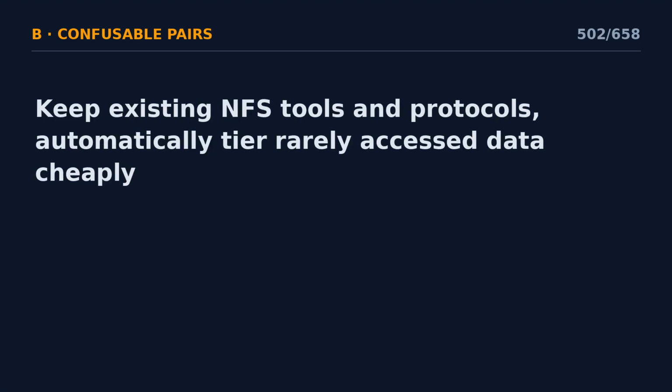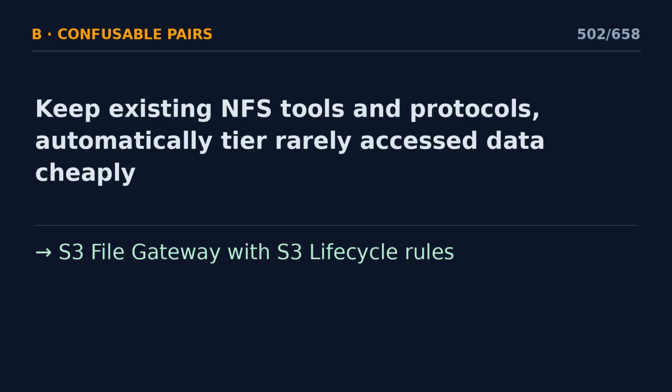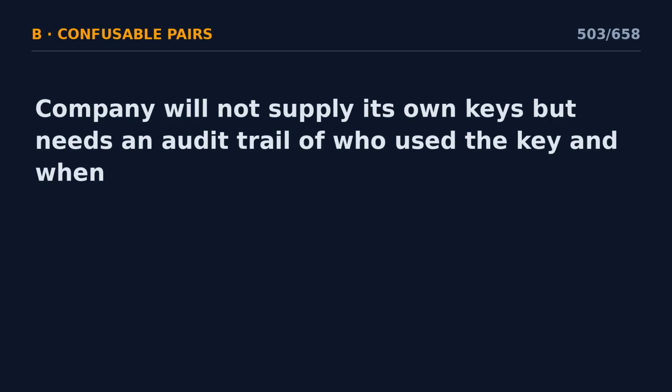Keep existing NFS tools and protocols. Automatically tier rarely accessed data cheaply. Answer: S3 File Gateway with S3 lifecycle rules. Company will not supply its own keys, but needs an audit trail of who used the key and when.